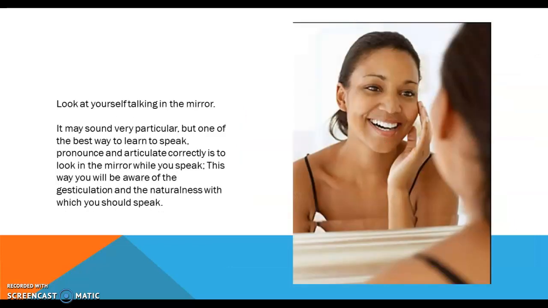Look at yourself talking in the mirror. It may sound very particular, but one of the best ways to learn to speak, pronounce, and articulate correctly is to look in the mirror while you speak. This way, you will be aware of the gesticulation and the naturalness with which you should speak.